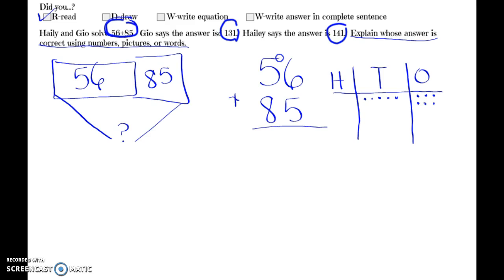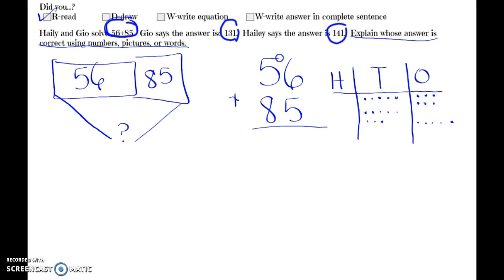Next, I have to add 85. So I'm going to come back to my hundreds chart. I'm going to add 5 ones. 1, 2, 3, 4, 5. I'm going to add 8 tens. 1 ten, 2 tens, 3 tens, 4 tens, 5 tens, 6 tens, 7 tens, 8 tens. Pause the video while you add this to your problem.